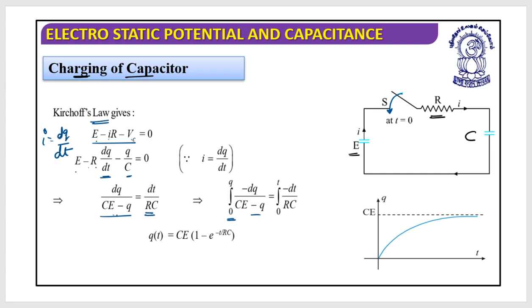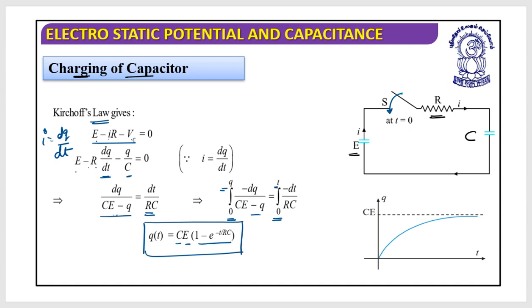Let's integrate both sides, this from charge 0 to charge q, and this from time 0 to time t. If I integrate this, I get q of t, that means the charge at any time t, equals C into E into bracket 1 minus e to the power minus t divided by R into C. This is required, and you are going to remember this.